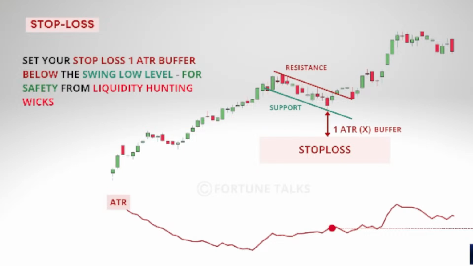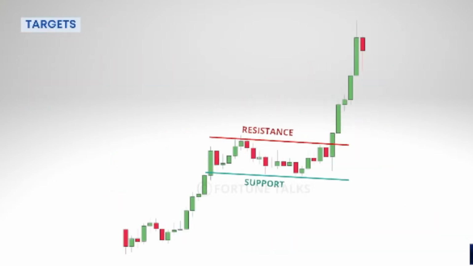distance away from the market structure using an indicator like ATR. So once you identify the swing low of the bull flag pattern, set your stop loss 1 ATR below the swing low level. And now let's learn how to set targets for bull flag patterns.